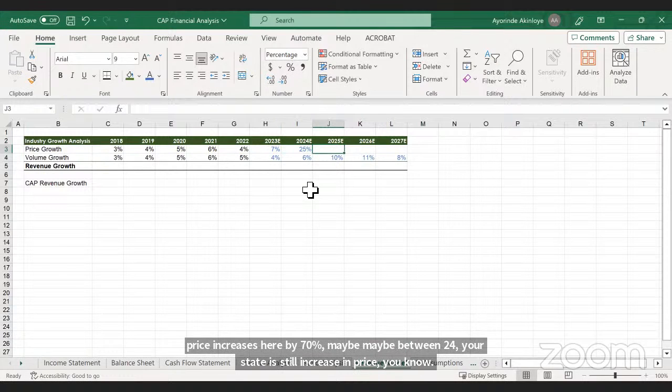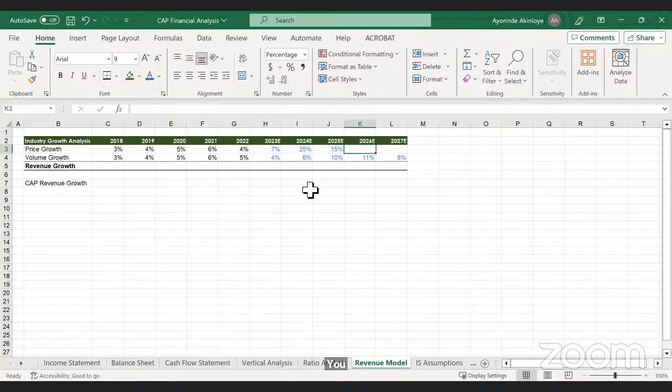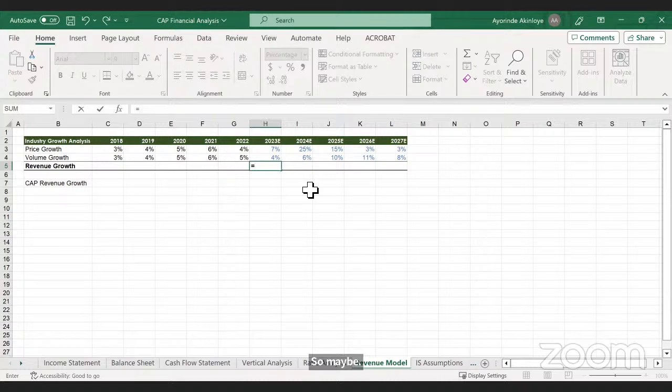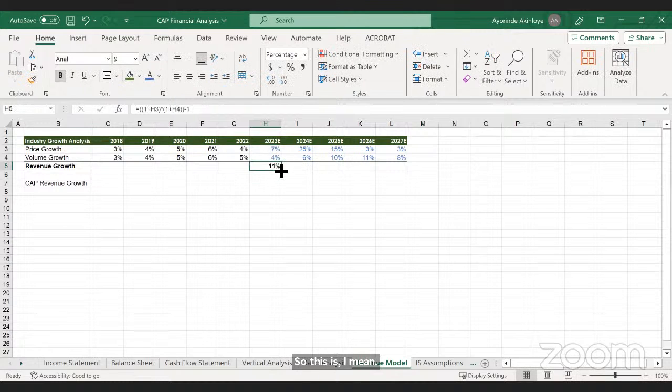Maybe in 2024 you expect a steep increase in price. Maybe you have 25% here, maybe 15%, and then you expect prices to stabilize in the 2 years after, so maybe 3%, 3%, right? And then you have this. So you can now calculate the total growth rate for the industry. All you need to do is 1 plus this, times 1 plus this, minus 1, remember the algebra formula. And then you have 11%.